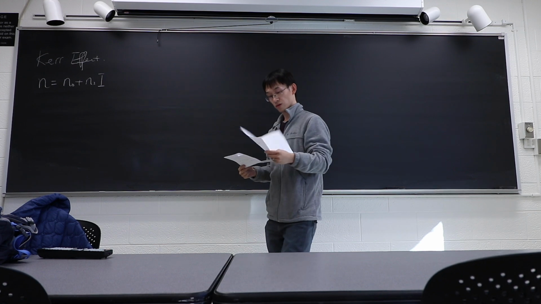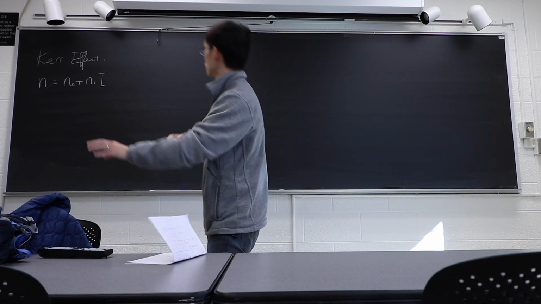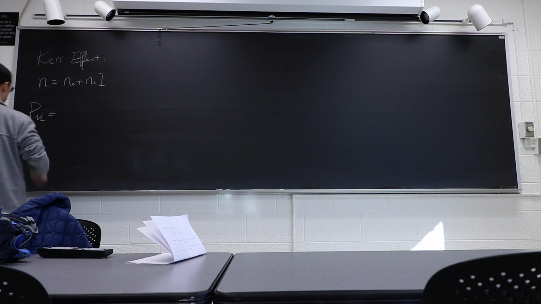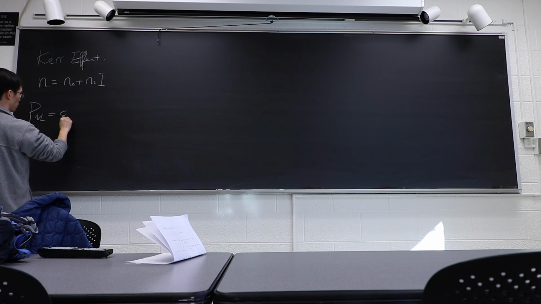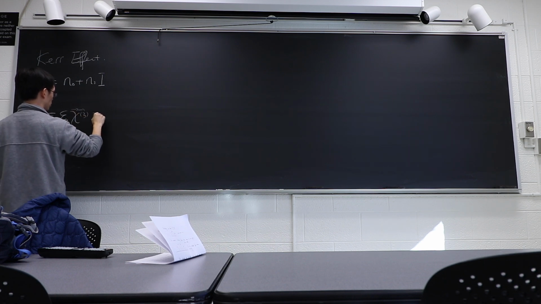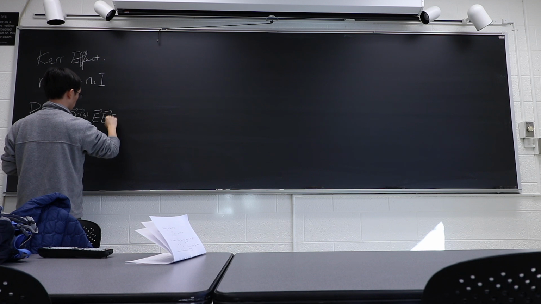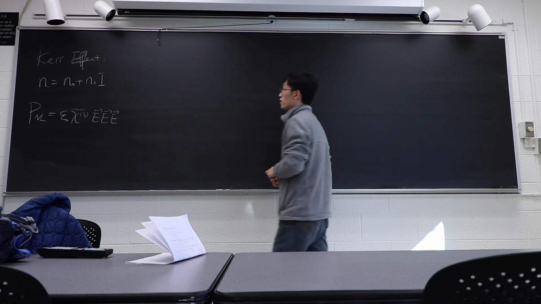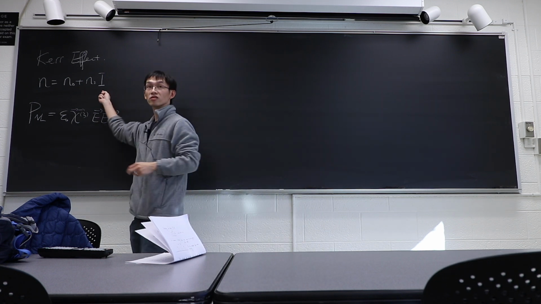Okay, so this is the equation for the Kerr effect. Last time I mentioned it, and it's a little bit different from what we usually see, right? The nonlinear polarization: in nonlinear polarization, we have epsilon, chi, then we have E. So you see the dimension for these two equations is actually different.